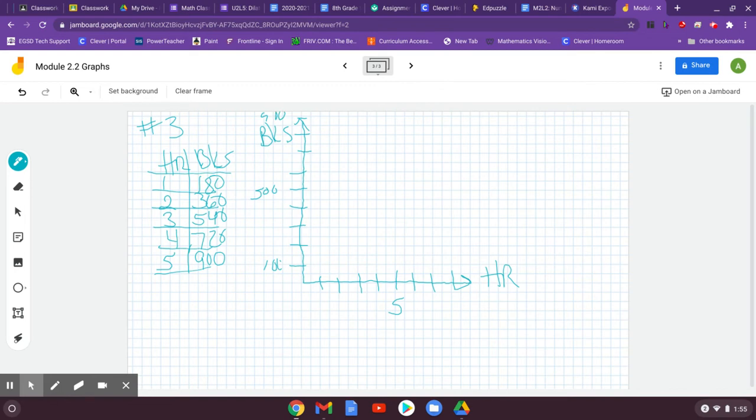So 1 hour is 180. Let's see. Oh, close to 200, not quite. 2 is 360, so that's a little bit above the 350 mark. 3 is 540, just below the 550 mark. 4 is 720. 6, this one's 7. Trying to see on here about halfway through. And then 5 was clear up here at 900. 8, yep, 9 right here.